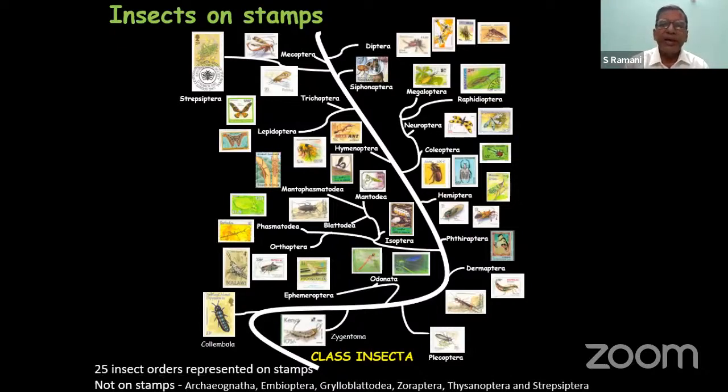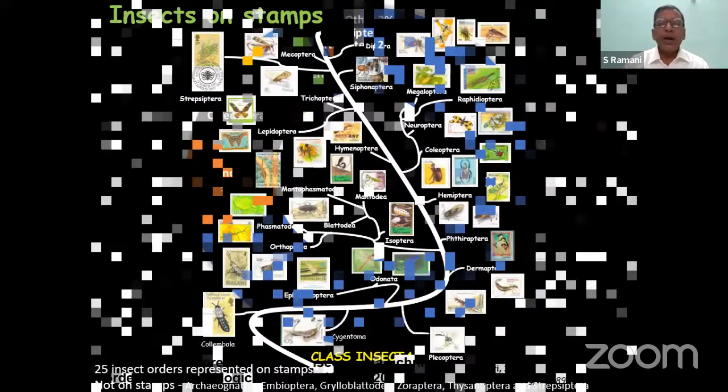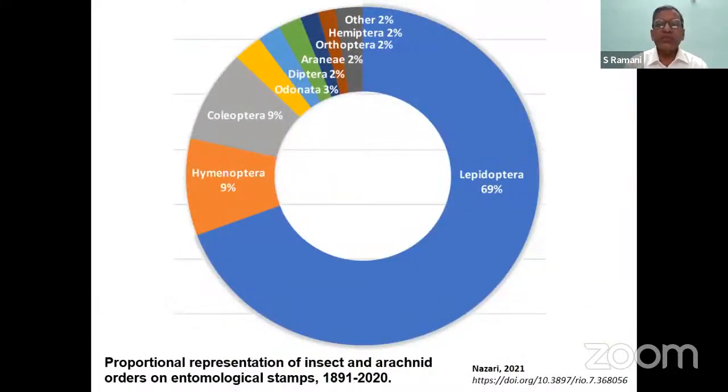So this is just to give you an idea that a large diversity of stamps have been produced of different groups of insects. This gives you a rough picture about the percentage of stamps that have been produced. Of course, this picture is taken from a very good publication, which came out in 2021 by Nazari. Those of you who are interested could go to this publication, where he has listed all the stamps that have been produced on insects as well as arachnids. Arachnids are also listed there in his publication.